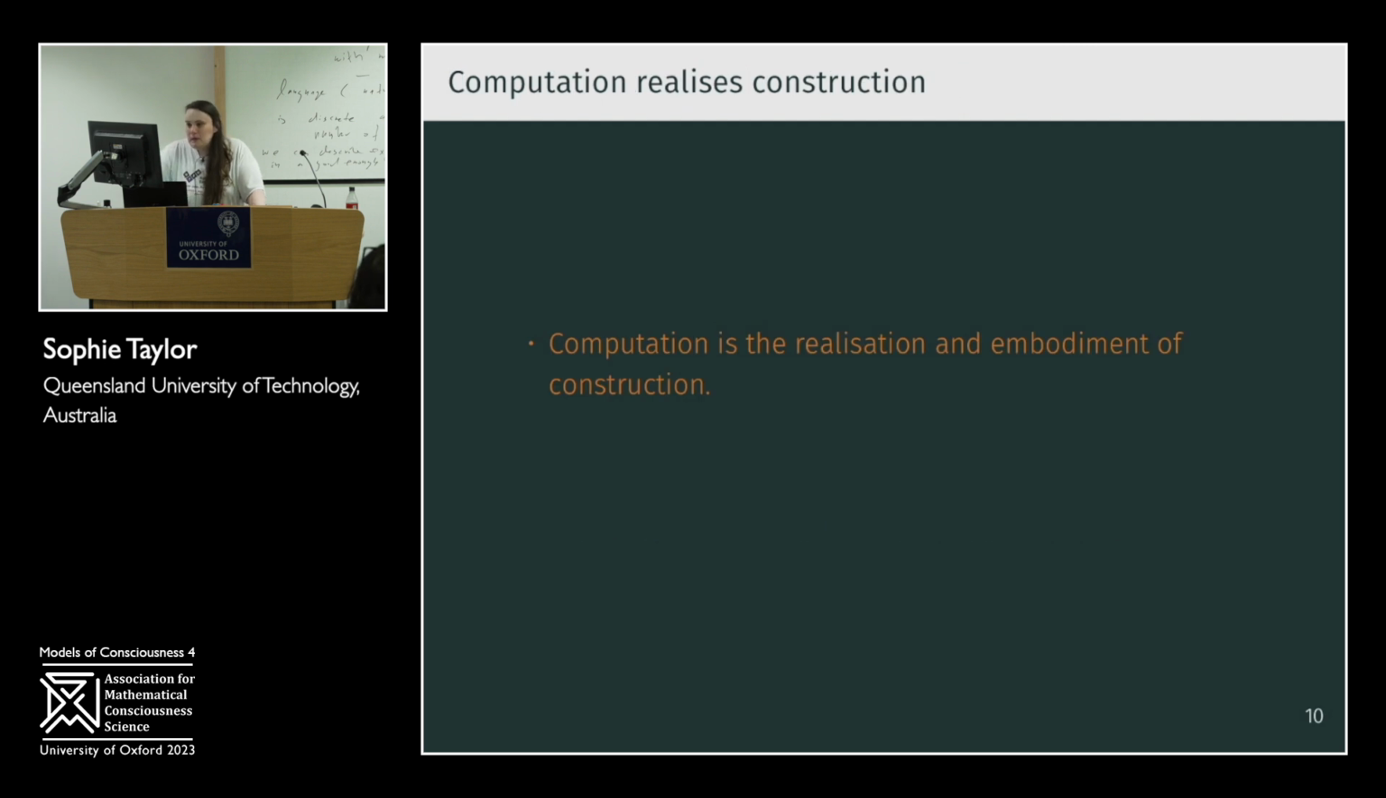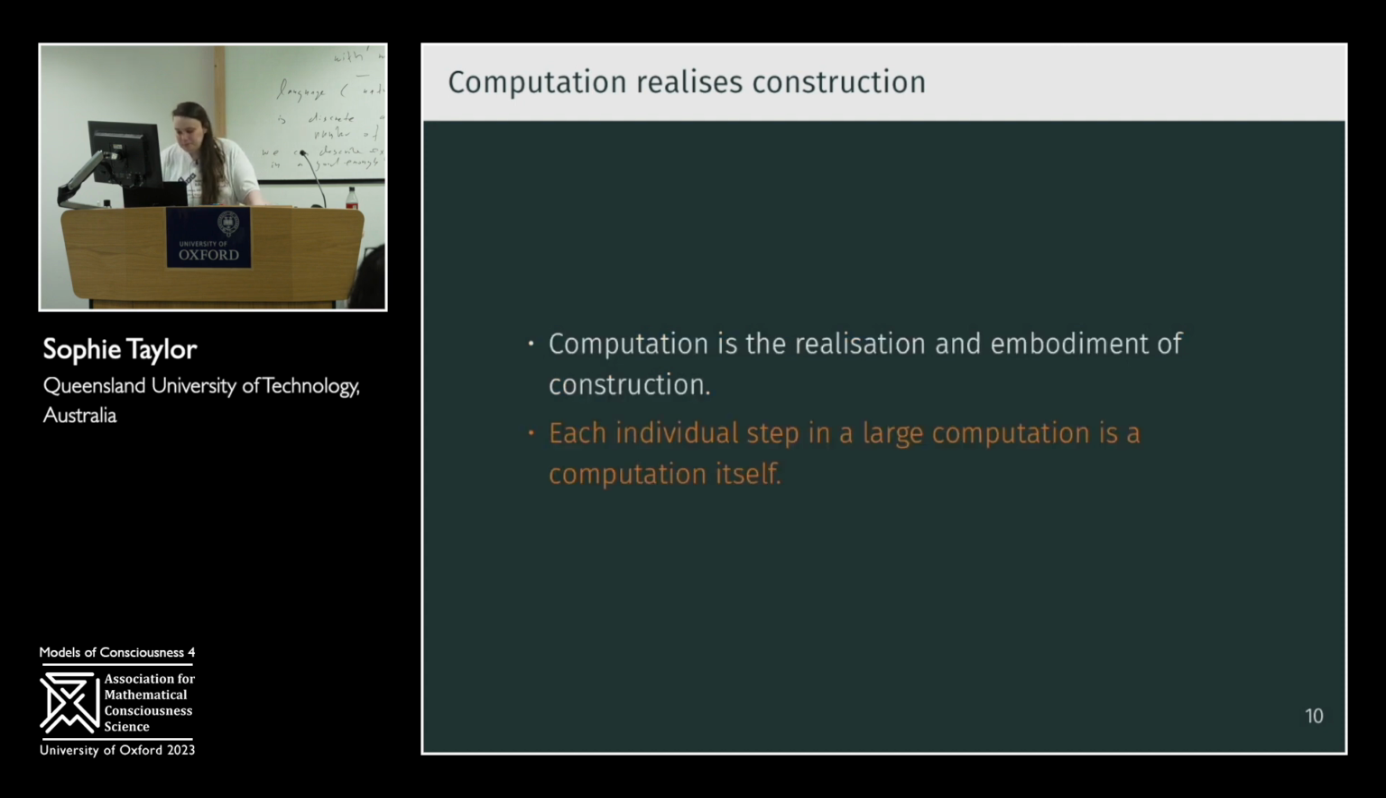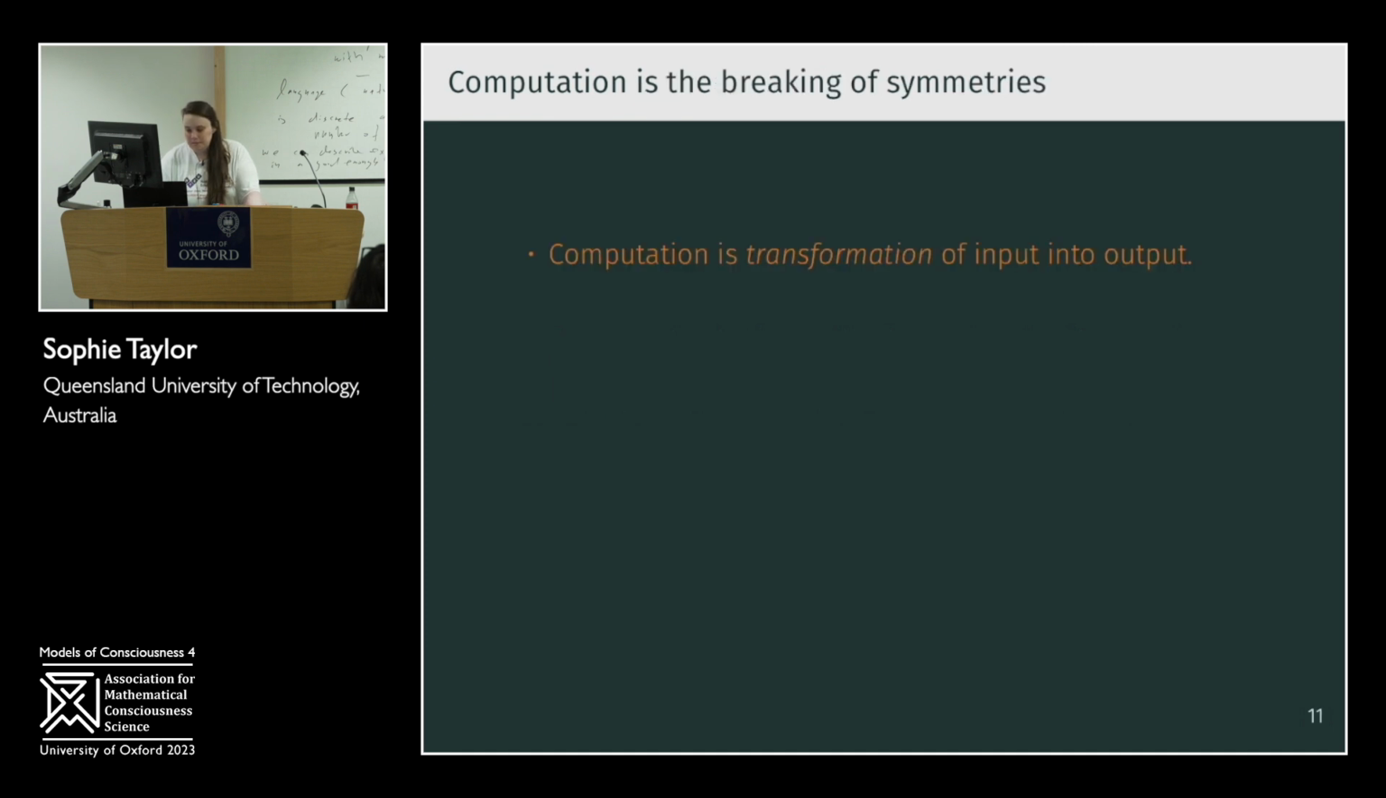Okay, so computation is the realization and embodiment of construction. To construct a proof of a proposition is to compute a term or evaluate a morphism in a category. Each individual step of a computation is a computation itself, even in continuous computations such as kinematics. This may involve hypertasks, for example. In general, computation is transformation of input into output.